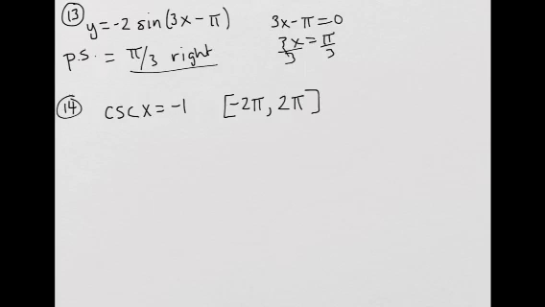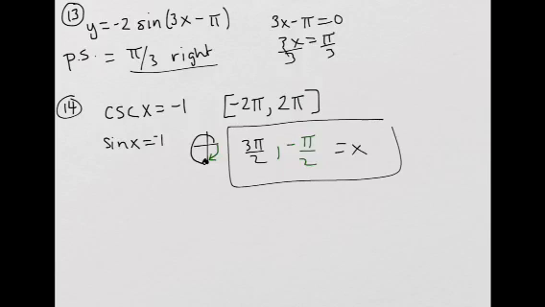Okay, so for number 14, you could think of cosecant x equals -1 as sine x equals -1, because the reciprocal of -1 is -1. So sine x is -1 right here. And so going from 0 to 2 pi, this is 3 pi over 2, right? Going from -2 pi to 0, that's right here in the negative direction, that would be negative pi over 2. So these are the two values of x.